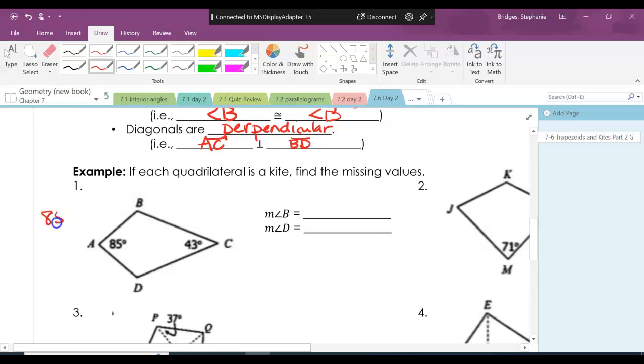So what we want to do is add the 85 and the 43. What did you get for that? 128. And then we're going to subtract that from 360. What do you get there? 232. Does that mean both angles are 232 degrees, B and D? No. That means that B and D together are 232. So what would I do to find out what one of them is?